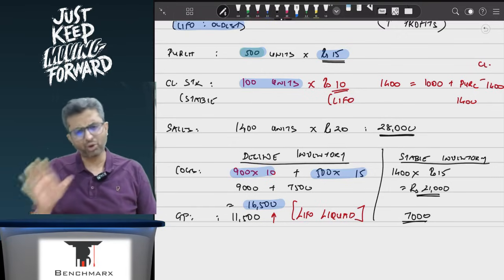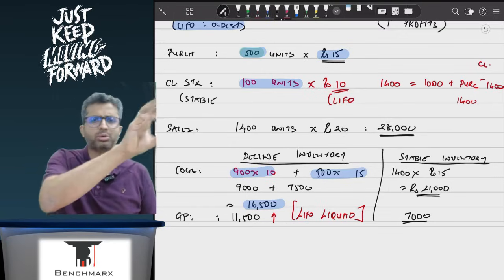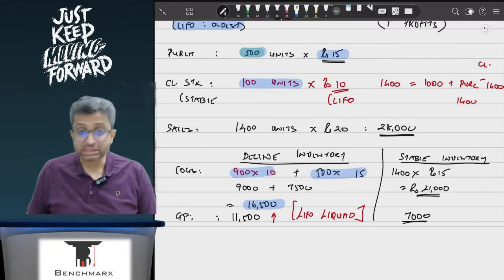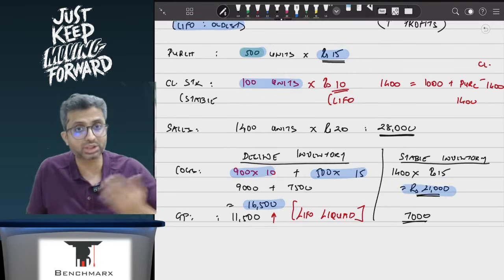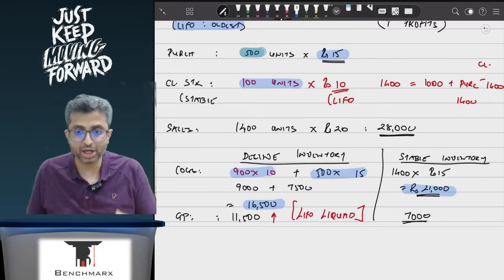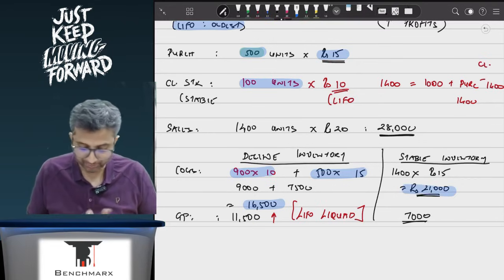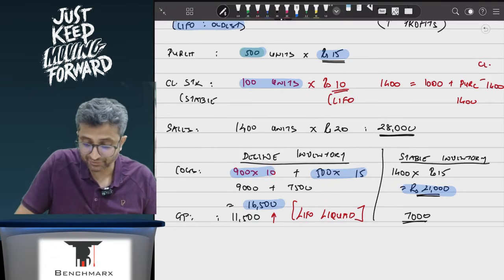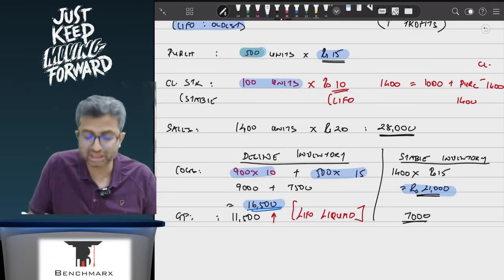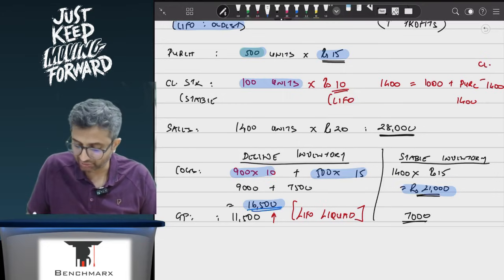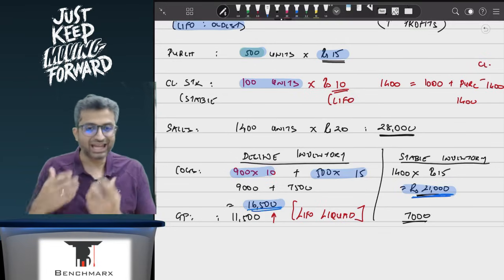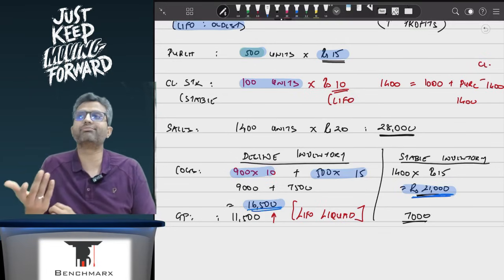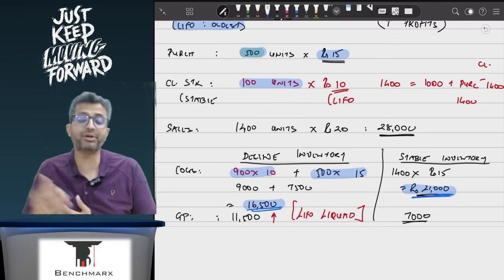And if I'm following LIFO, my closing stock is still going to be made up of my oldest units. So in such a case, 1400 into 15, you get a 21,000 cost. And thereby, my COGS, if I were to liquidate my LIFO inventory, is merely 16,500. Otherwise, if I keep my inventory constant, it's 21,000. And hence, I can temporarily increase my profit due to LIFO liquidation.